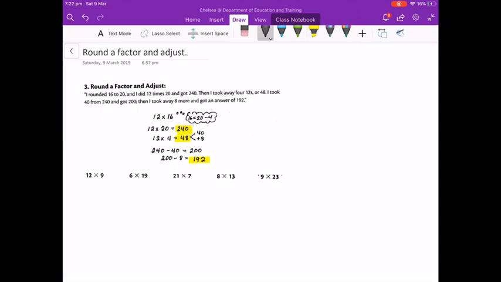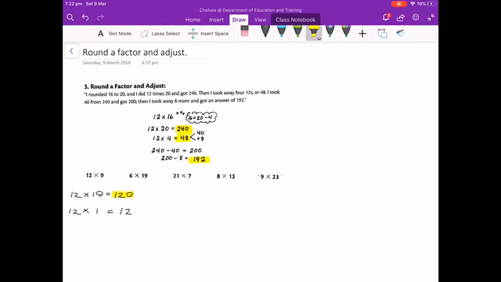So I'm going to go through now with the example below. We have 12 times 9. So instead of 12 times 9, I'm going to round it up to 10. And I know that 12 times 10 equals 120. Now the next step is to multiply what I rounded up by. And I rounded 9 up to 10, which means I increased it by 1. And I know that 12 times 1 equals 12.